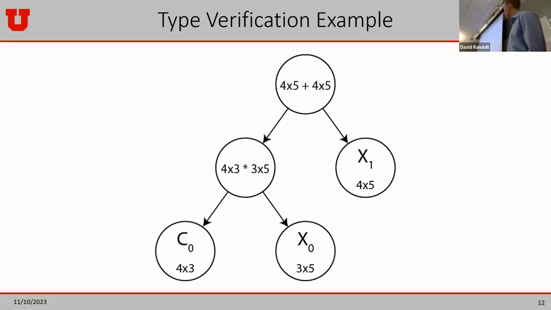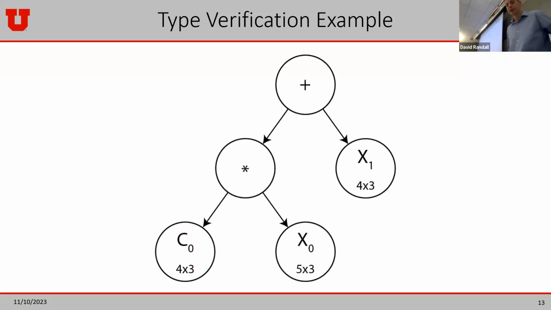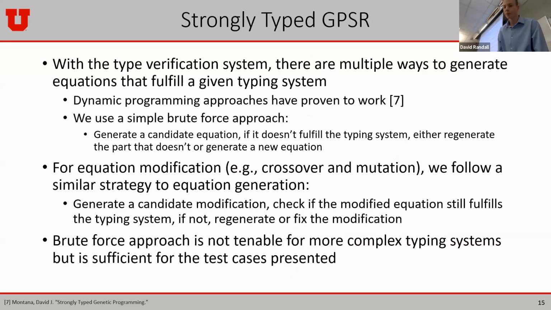The 3 is the same in both operands. And then for the addition, since both operands have the same shape, then this overall equation fits within our given typing system. However, if instead we were to have this equation here where we've changed the shape of C0 to be 4 by 3, then we can see in the matrix multiplication that the inner dimensions don't match. Therefore, this particular equation does not fit within the linear algebra typing system.